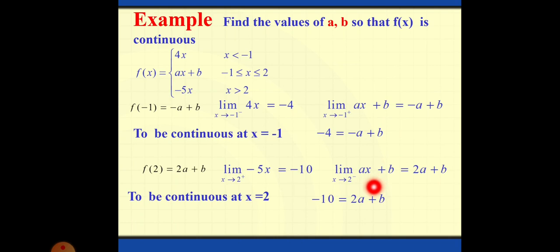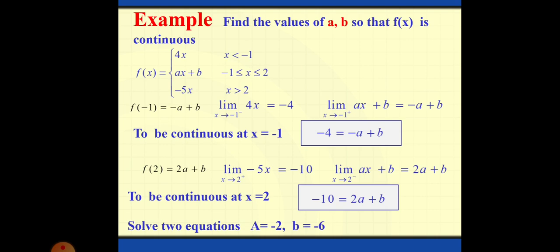Now solve these two equations to find the unknowns a and b. So a is negative 2 and b equals negative 6.